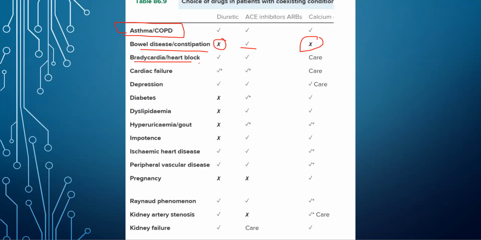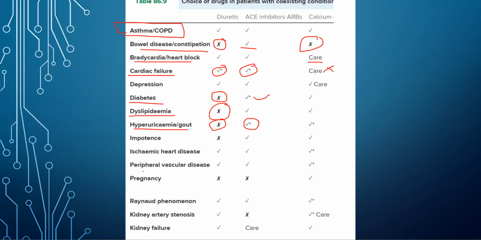Same with bradycardia or heart block patients. You should not give rate limiting drugs like calcium channel blocker or beta blocker. For cardiac failure, ACE inhibitor is the best, and then diuretics. Do not give calcium channel blocker in a cardiac failure patient, especially if it's a systolic heart failure. In diabetes, thiazide should not be given, but the best is ACE inhibitor or ARBs. Same with dyslipidemia, thiazide can cause dyslipidemia, so the other drugs are better. Hyperuricemia, thiazide is contraindicated. Best is ACE inhibitor or calcium channel blocker.